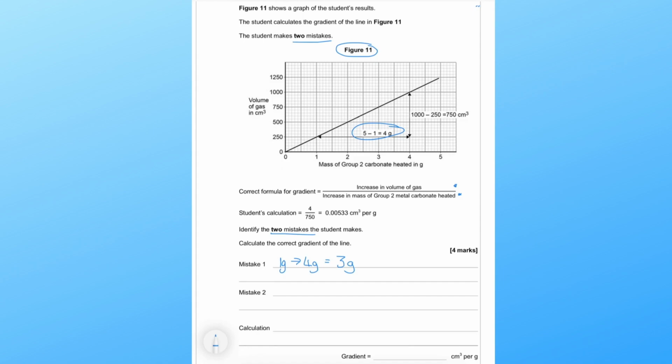Mistake 2 is that it should be the increase in volume, which is 750, divided by the increase in mass, which is 3, not 4 divided by 750 as shown there. And the calculation, if we do this, 750 divided by 3 gives us 250 centimetres cubed per gram.